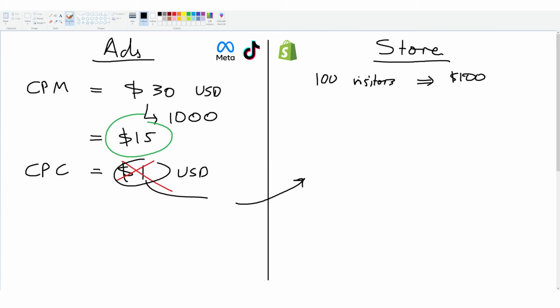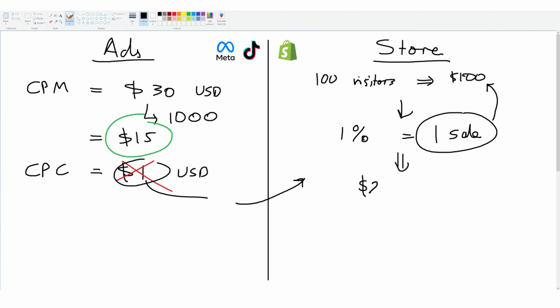Now with that in mind, you can see how expensive this gets. Let's just say your store's conversion rate is at 1%, which is probably average for most beginners. That means for every 100 visitors, you're going to get one sale. Now this one sale needs to cover the cost of this $100 ad. That would mean you would need a sale of at least $200 with a markup of 2x.